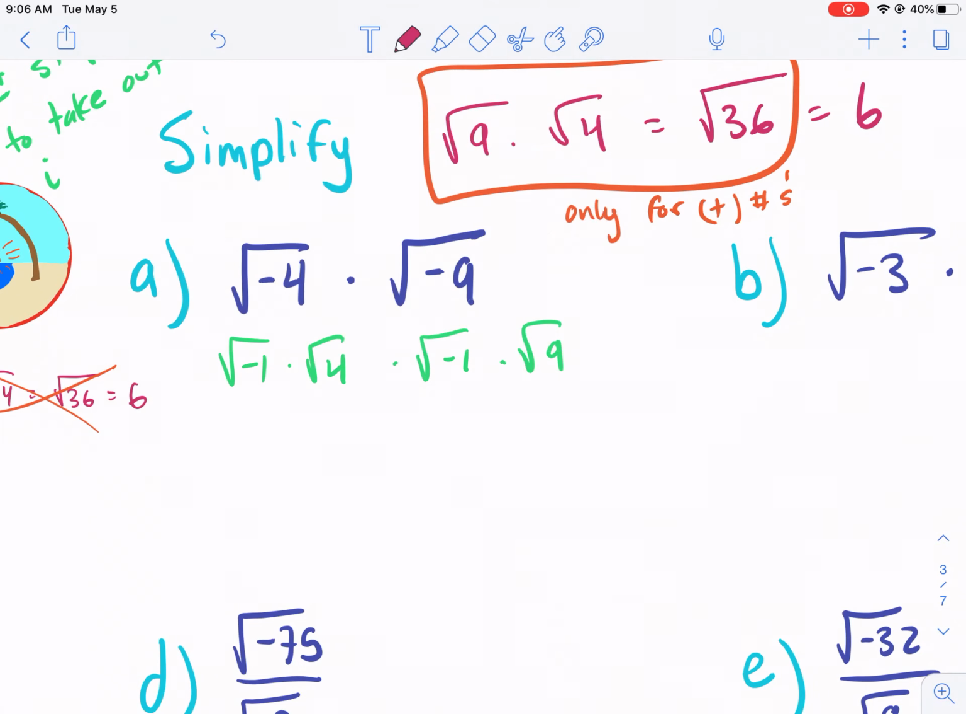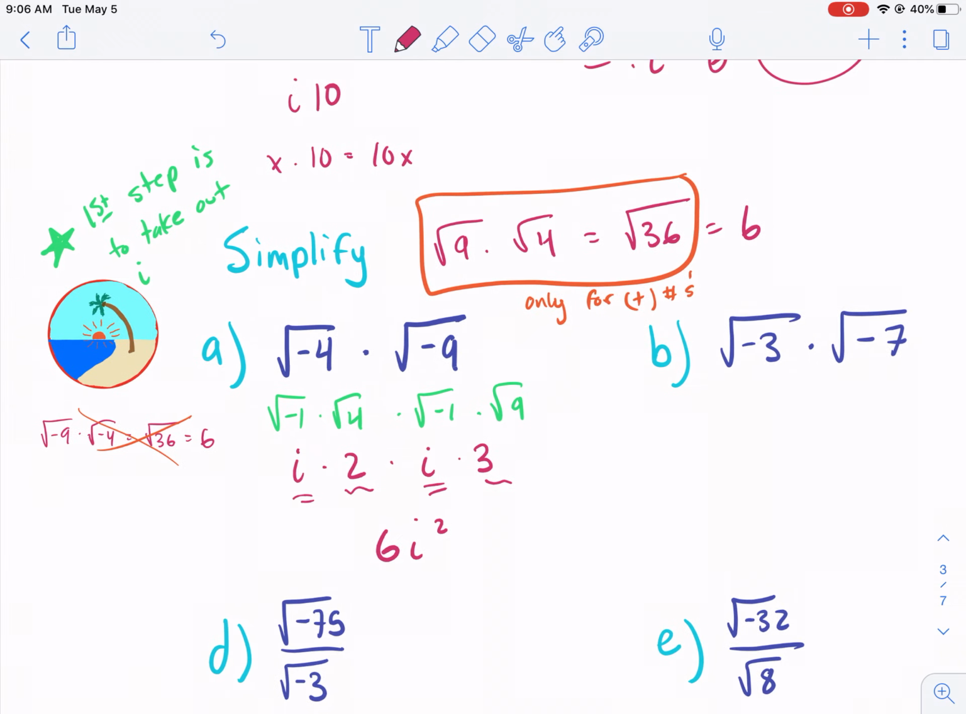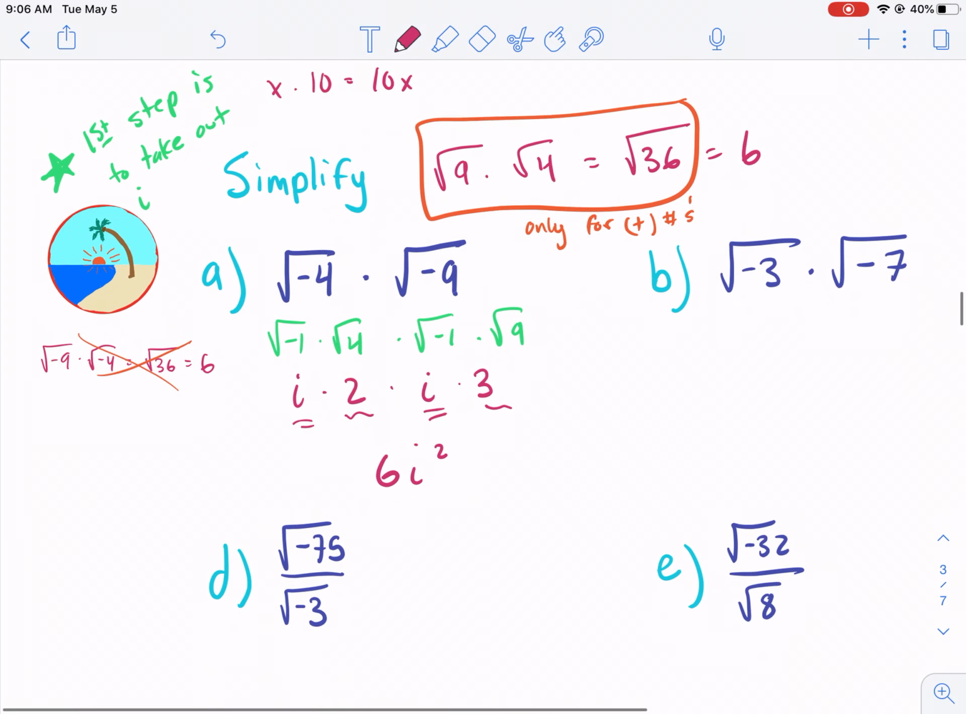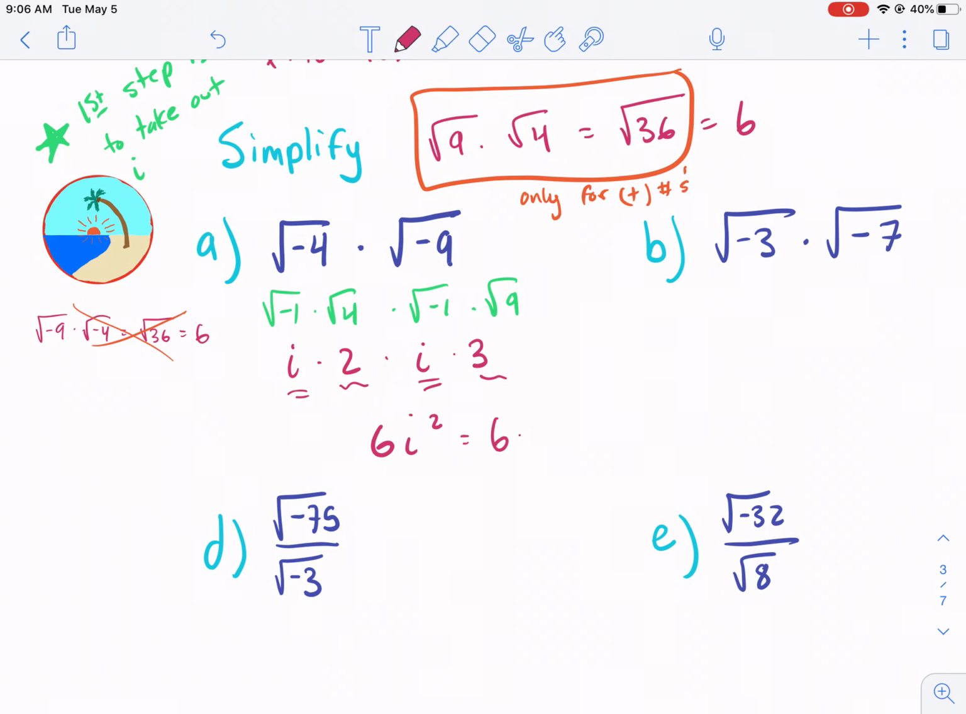Once we do this, we recognize that this is i. We know this is 2. Then we have i, and then this is 3. This is where it gets, we haven't done this yet. So we're going to multiply the 2 and the 3. That gives us 6. And then we have i times i, which gives us i squared. And this is why this was important. Up here we expressed that i squared is equal to negative 1. So that's what we're going to write here: 6 times negative 1, because that's what i squared is equal to. And we write negative 6.